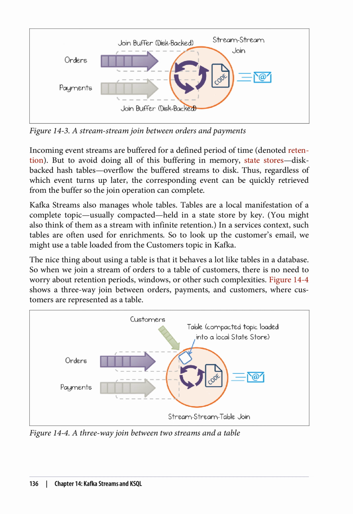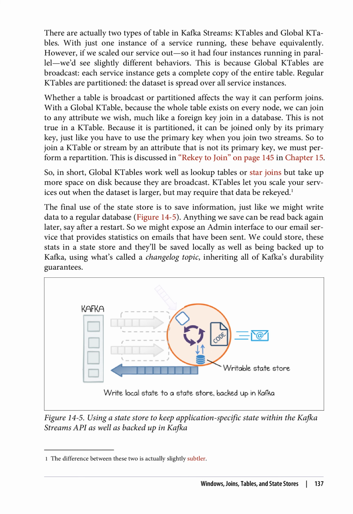There are actually two types of table in Kafka Streams, tables and global tables. With just one instance of a service running, these behave equivalently. However, if we scaled our service out, so it had 4 instances running in parallel, we'd see slightly different behaviors. This is because global tables are broadcast. Each service instance gets a complete copy of the entire table. Regular tables are partitioned, the dataset is spread over all service instances.